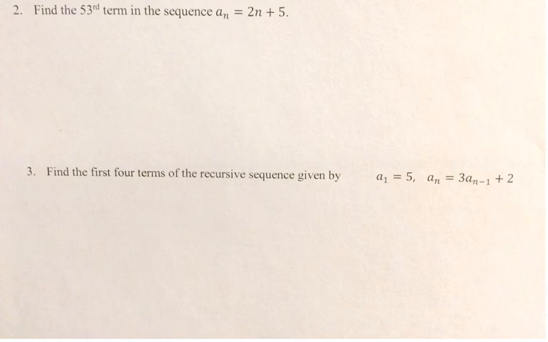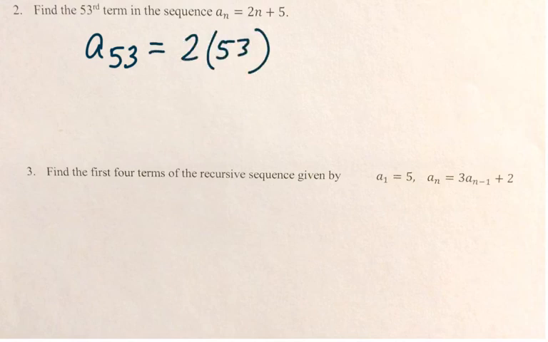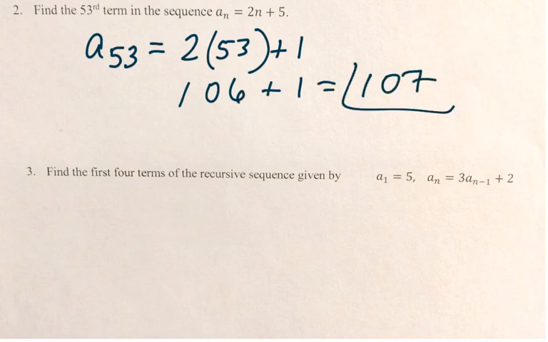Okay, so then it asks us to find the 53rd term in the sequence. A sub n equals 2n plus 5. So a sub 53 would be 2 times 53 plus 5. So 2 times 53 is 106, plus 5 equals 111.